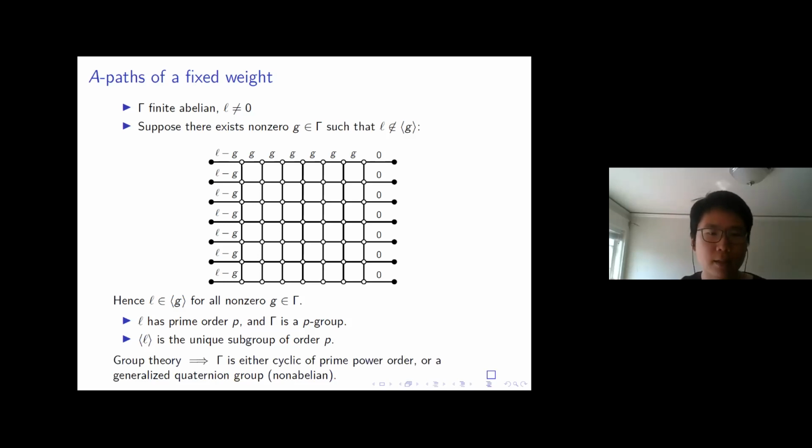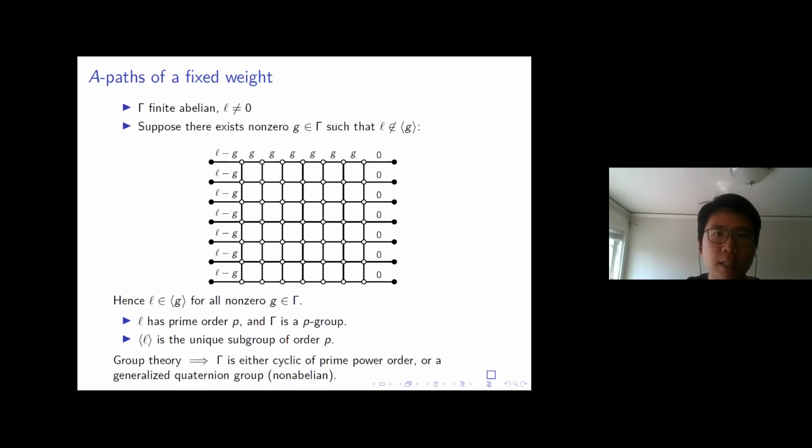So we have a unique subgroup of order P in a P group, and it turns out it's a group theoretic fact that if these two conditions are met, then the group is either cyclic of prime power order or a generalized quaternion group. This is a well-known group theory fact that shows up in many textbooks about finite groups.